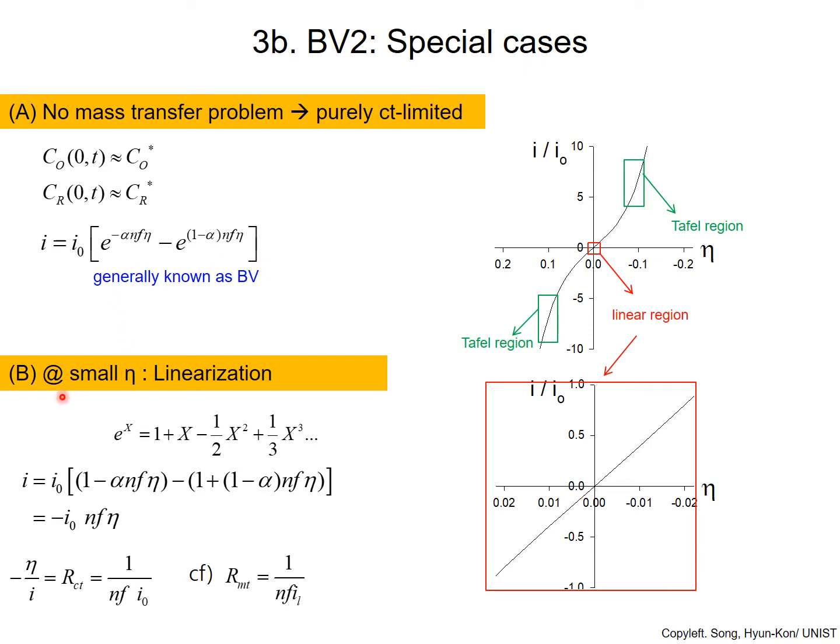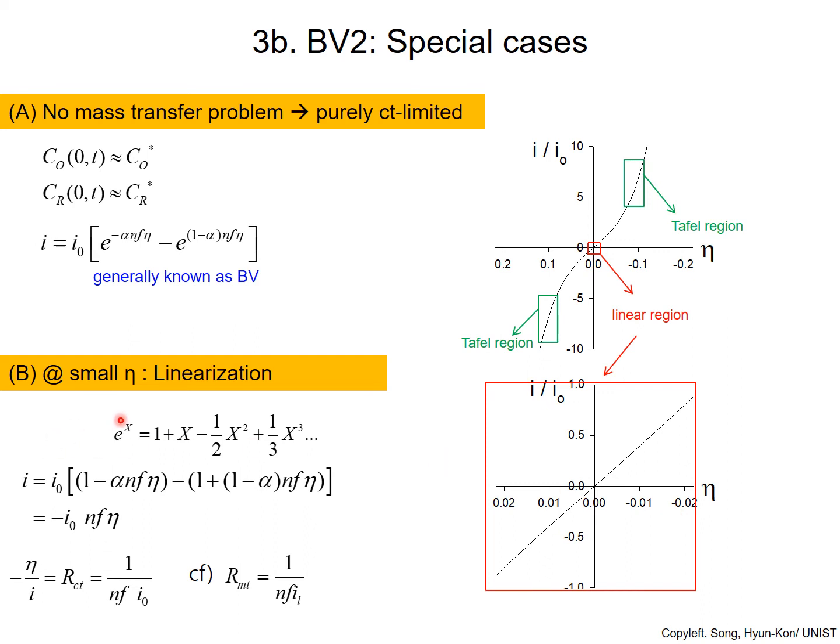Let's go to case B, at small overpotential. Here is the current potential curve based on the Butler-Balmer equations. Let me focus on the potential range around the equilibrium potential. I mean the range of small overpotential. When we magnify this region, we could recognize that the current is linearly related to the potential. Let me get some equations about that.